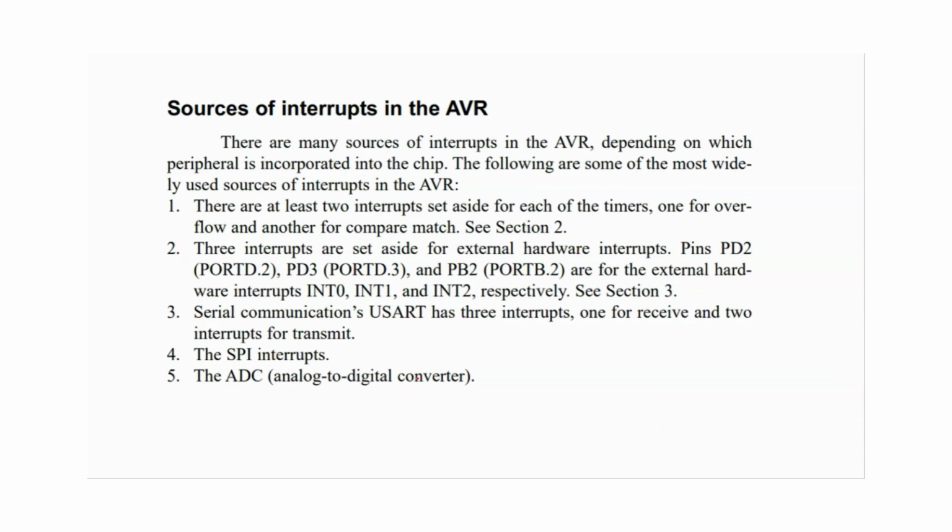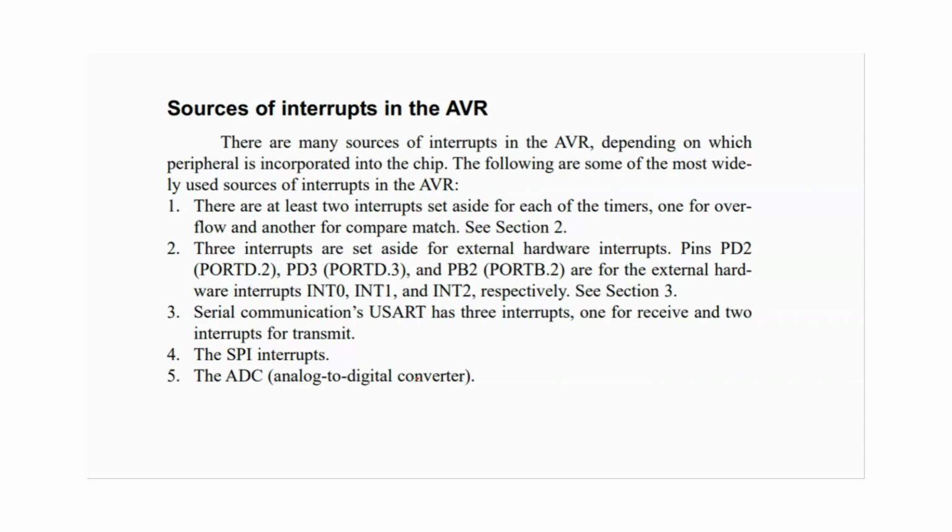So what are the sources of interrupts in the AVR? This is actually the summary of the last detailed table. There are external interrupts like interrupt 0, 1, and 2 at these specific pins. There are serial communication interrupts, SPI interrupts, and ADC interrupts, in addition to the timer interrupts. All these are the interrupts which can be programmed while using this AVR microcontroller.